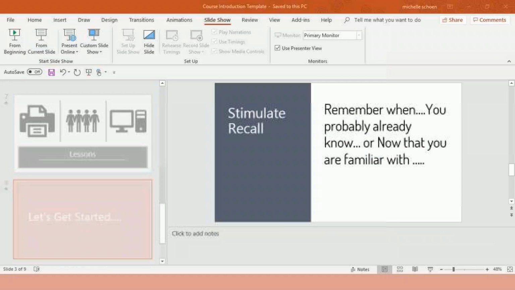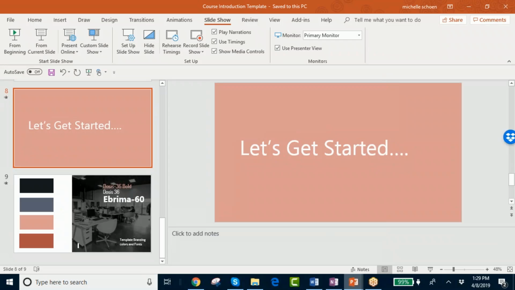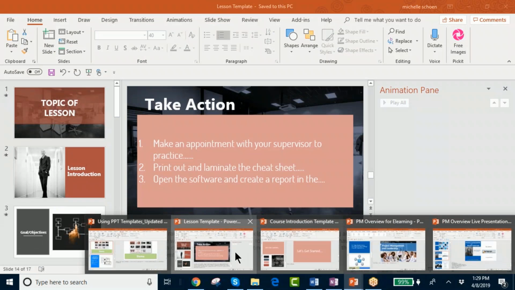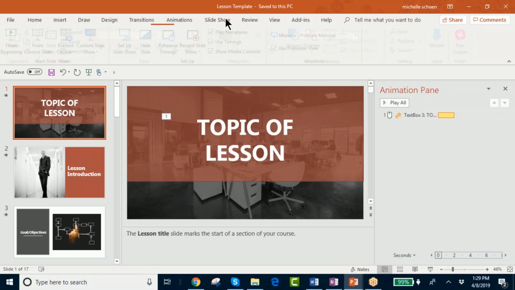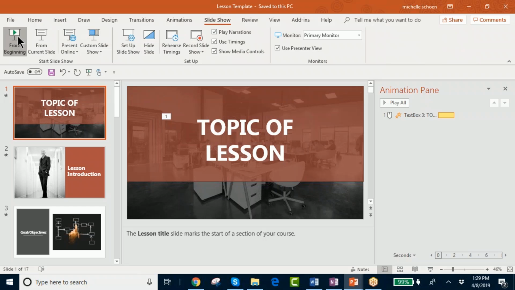And then let's get started. So that would be a typical introduction to a course. And now we have a lesson template that can be used over and over again for each one of the different lessons, just changing out the text. And of course, as I mentioned, your company branding and your company images.